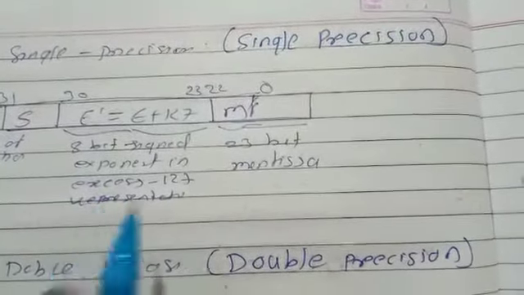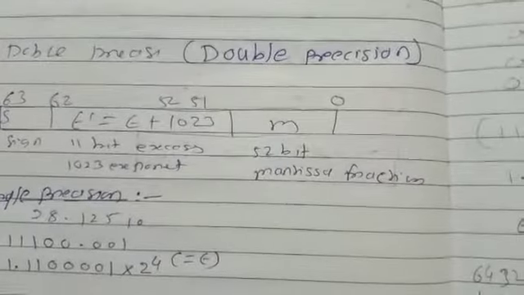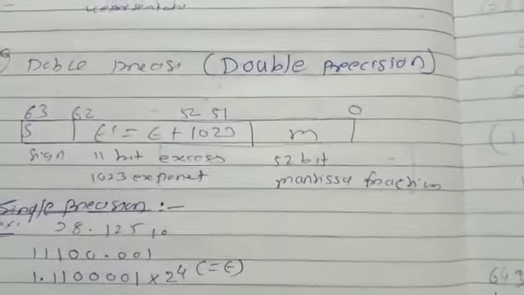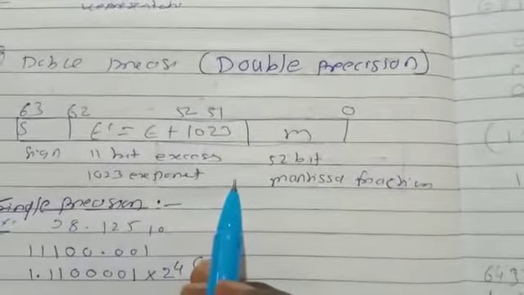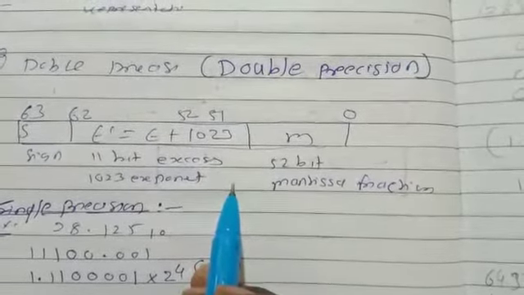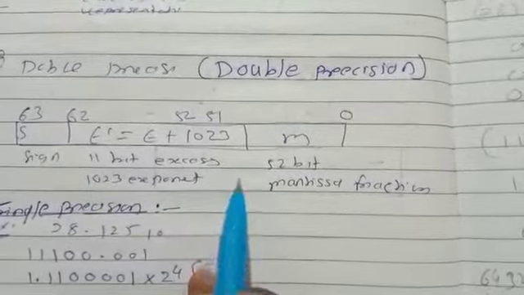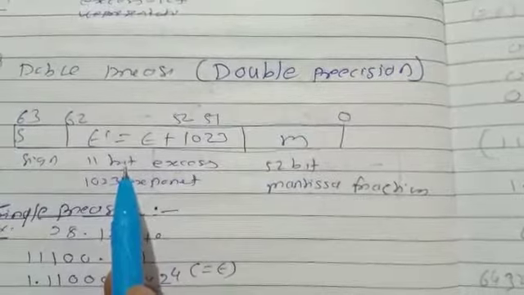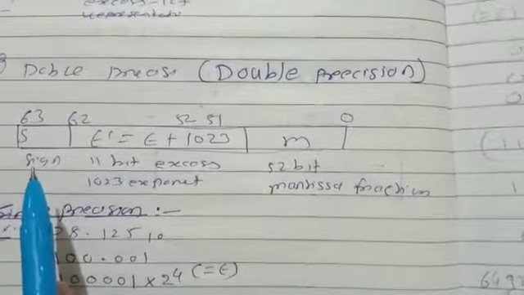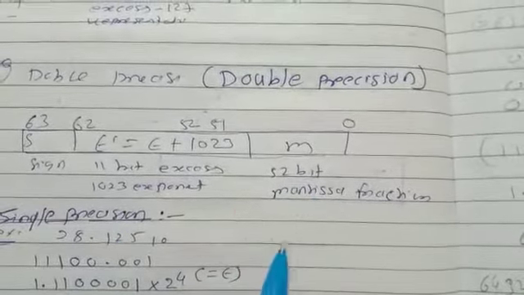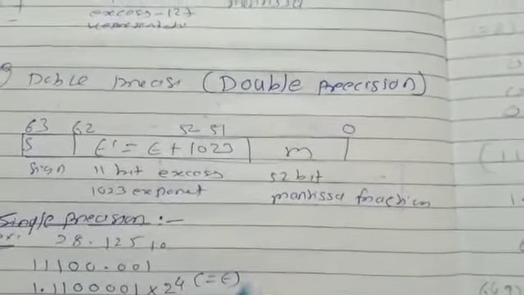Next we are going to take the double precision format. The double precision format consists of 64 bits. It again consists of mantissa, exponent bit, and sign bit. The mantissa consists of 52 bits, the exponent consists of 11 bits, and the sign consists of 1 bit. Next, on the basis of single precision format and double precision format, we are going to take one example.